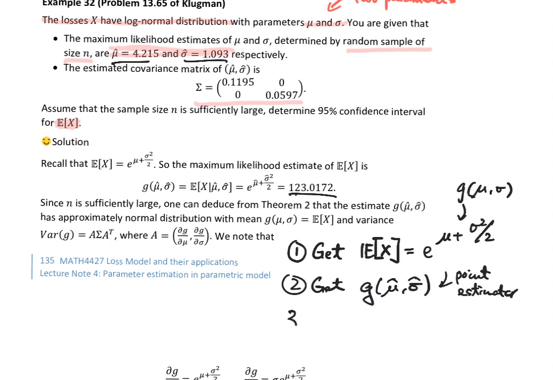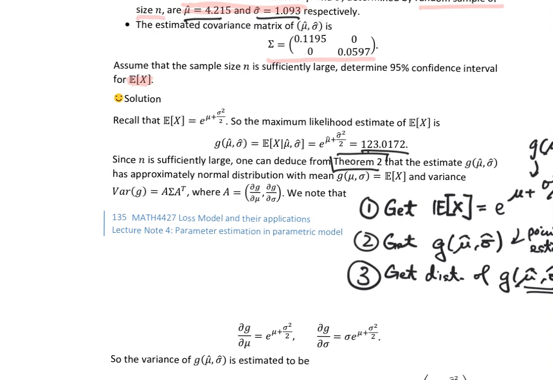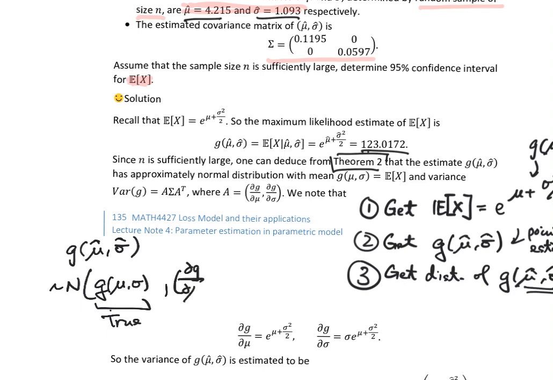Now the next step, to construct the confidence interval, is to get the distribution of your estimator. Again, because mu hat and sigma hat are the MLE, and the sample size is sufficiently large, according to what we know in theorem 2, this estimator will have a normal distribution with the mean equal to the true value, and the variance will be equal to this, right?